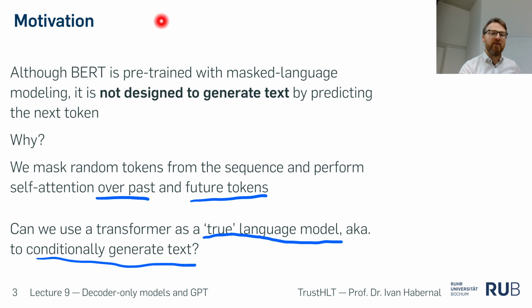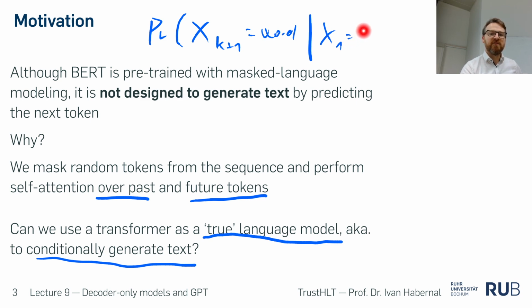If you recall what a language model is, we need to get a probability of, let's say, X at position k plus 1 equals some word, given the sequence: X at position 1 equals some token 1, X at position 2 equals some token 2, and so on up until X at position k equals some token. So it's the conditional probability: we're conditioning on the left and trying to generate the next word. And we want to build such a model using the transformer.